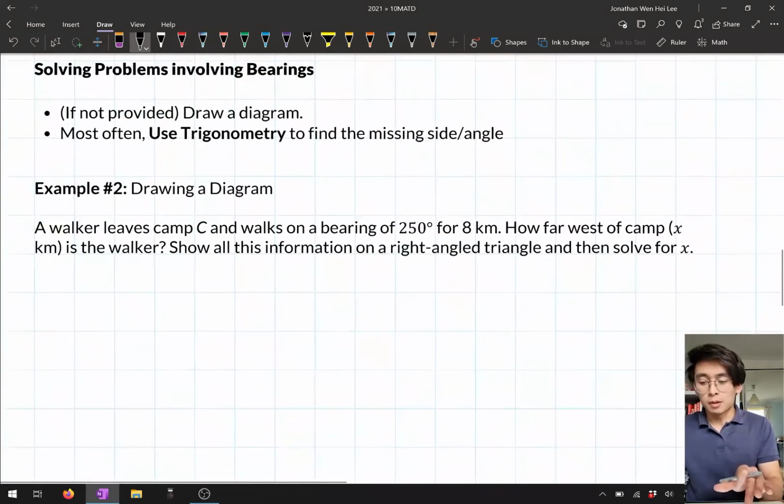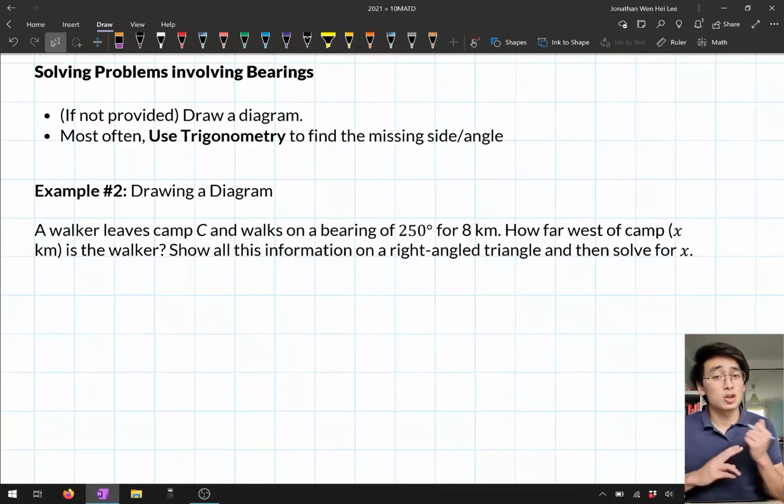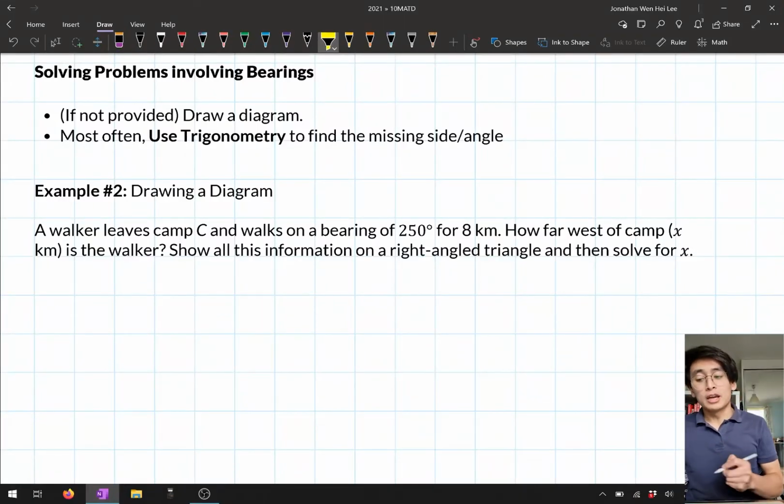So we're going to be solving problems involving bearings. Here there are 2 points. First, if not provided, draw a diagram. If the question doesn't give you a diagram, I recommend drawing a diagram based on your question. The second part is that most often you're going to need to use trigonometry to find either a missing side or a missing angle. So using the skills that we've looked at in this topic of right-angled triangles so far, you're going to need to apply some of those skills.